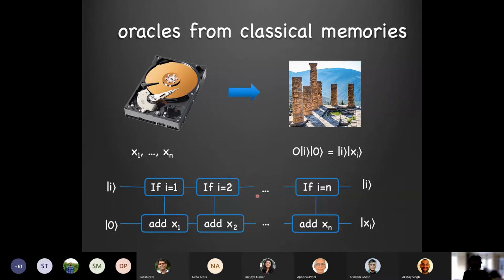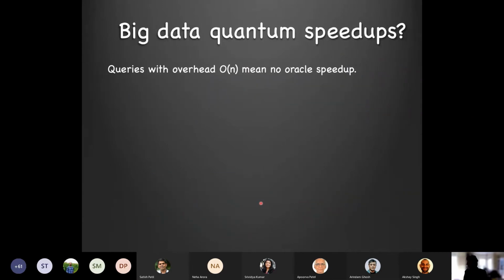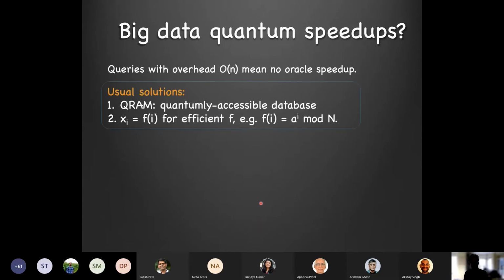But there's a terrible cost here. There's this order n overhead, which is really pretty devastating in terms of trying to get a speedup, right? Because for things like Grover's, remember we went down from n queries to root n queries. If each query takes time n, it makes the speedup completely meaningless. So what can you do? As I mentioned, one possibility is a QRAM, so assuming a hardware solution.